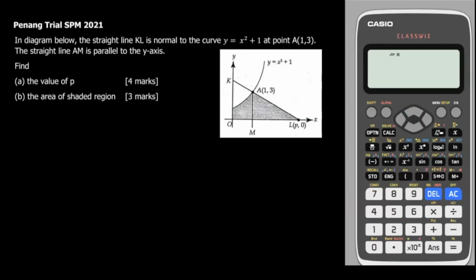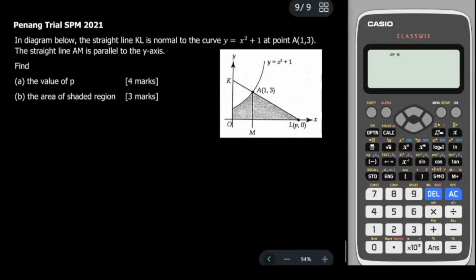Let's look at this question from Penang Trial SPM 2021. In the diagram below, the straight line KL is normal to the curve y equals x squared plus 1 at point A, (1, 3). Normal to the curve means perpendicular to the line. The straight line AM is parallel to the y-axis. Find the value of P and find the area of the shaded region.